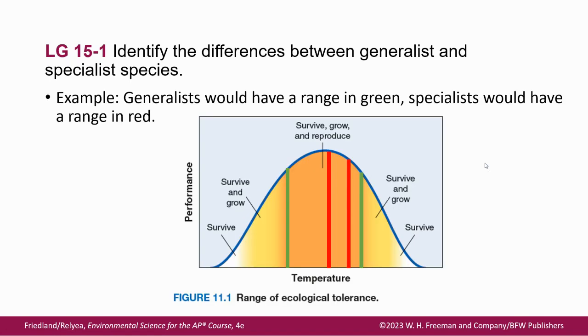So, for example, generalists would be in the range of green here, so they can survive, grow, and reproduce in this range, and then as we go out, survive and grow, and then survive. Specialists, though, are going to be right in this red area, and they don't like to get out of it. That makes them very susceptible to invasive species coming along and disrupting their lifestyle, and disease running through there, or famine, etc. So they're very sensitive to changes in their environment.